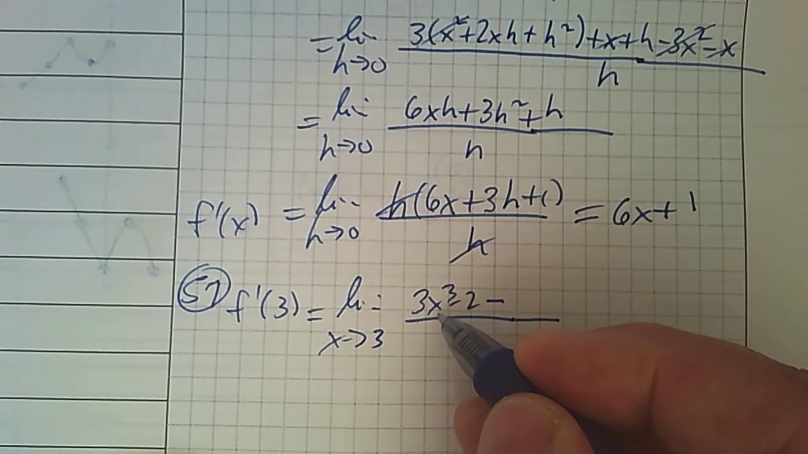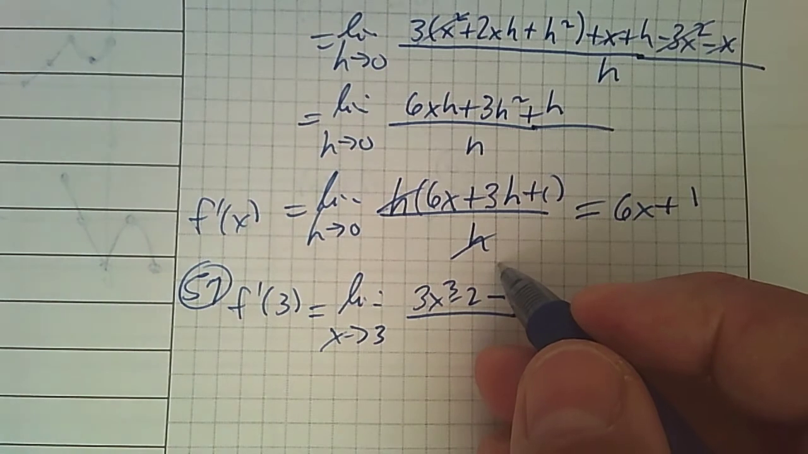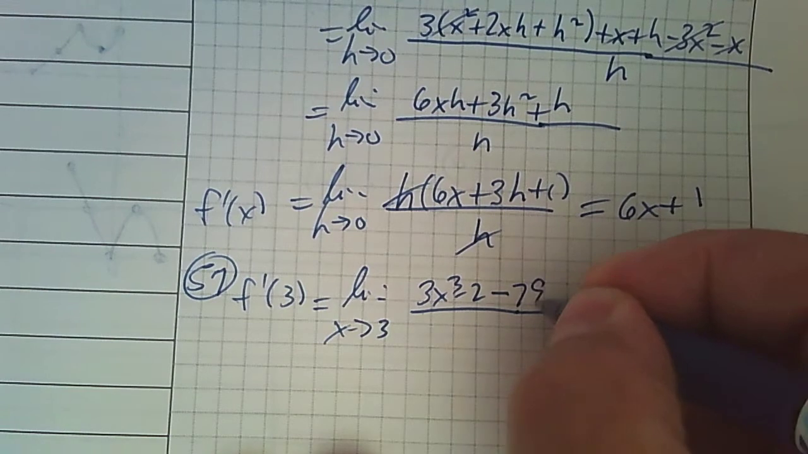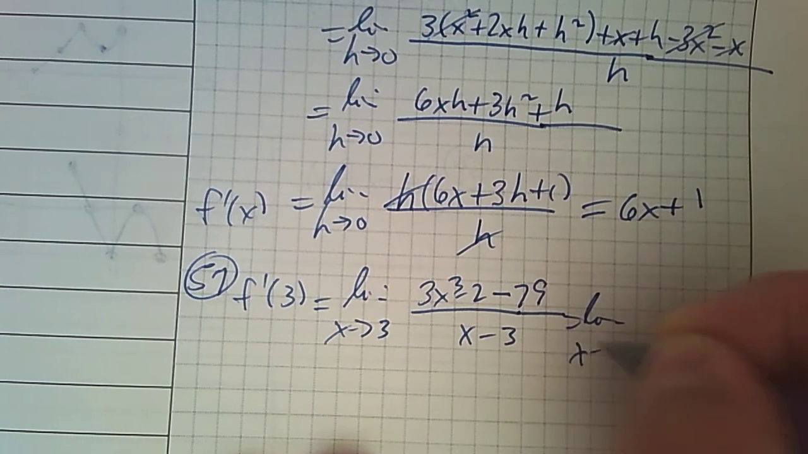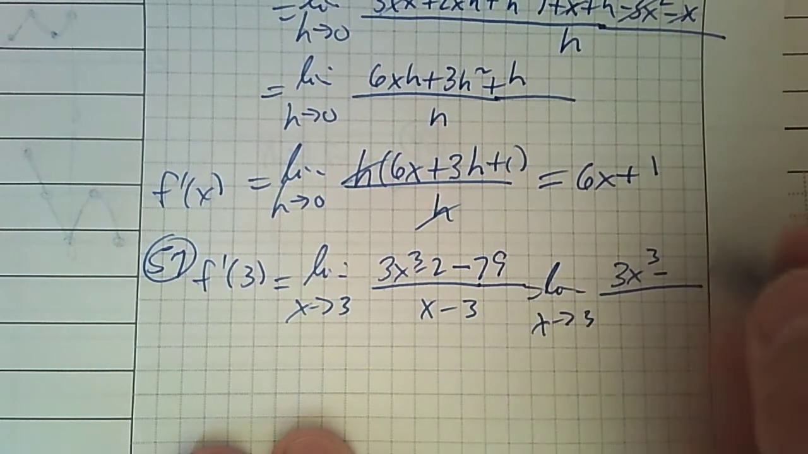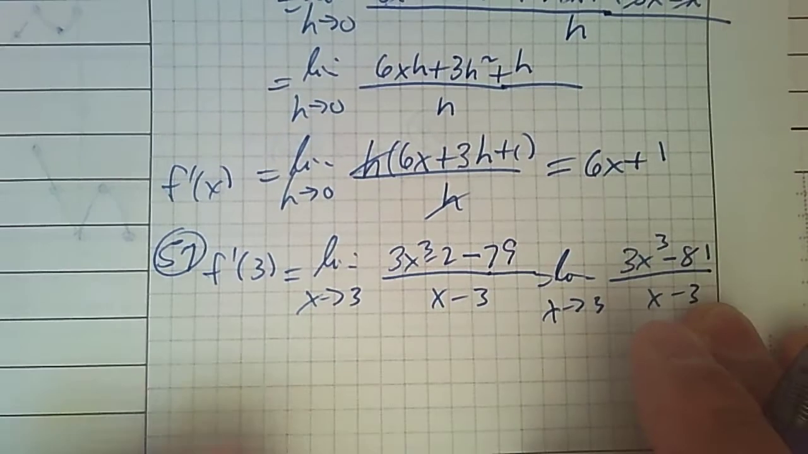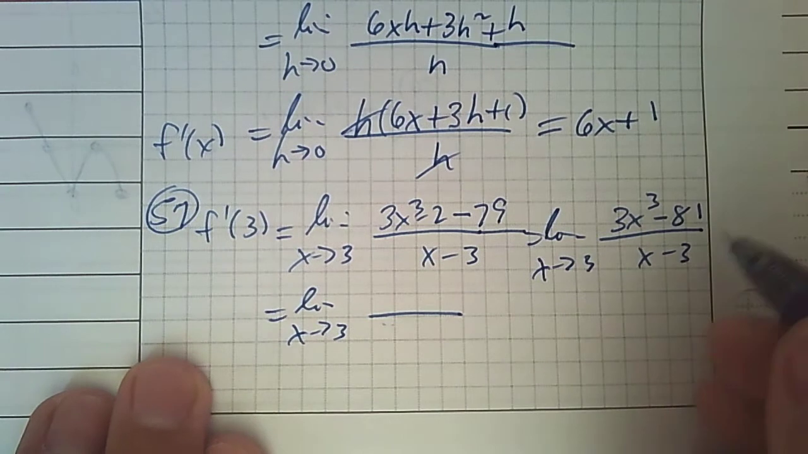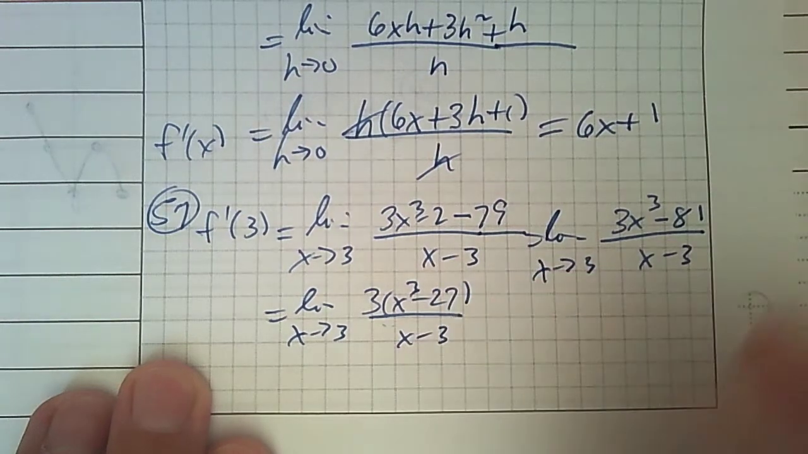So if I plug in 3 to the 3, that's 27 times 3. Just going to stretch myself out here. 81. Take away 2. 79. And that's all over x subtract 3. This becomes 3x cubed subtract 81. Factor out a 3, and you have x cubed minus 27 over x minus 3.